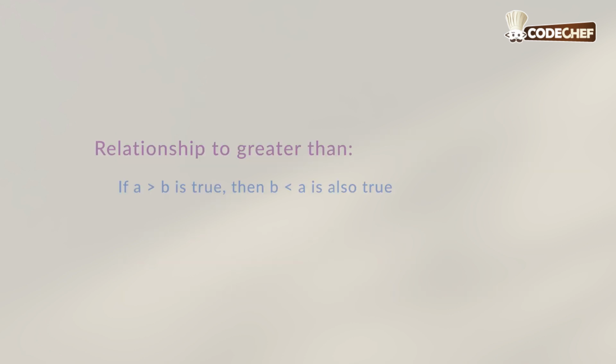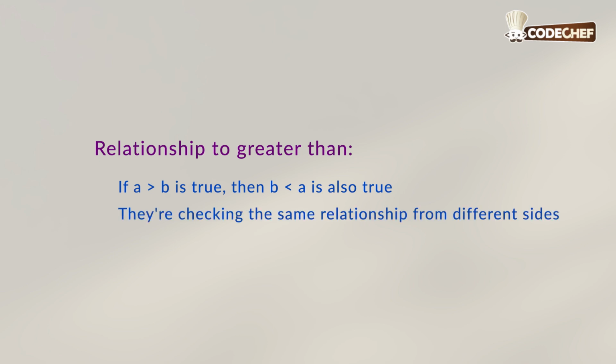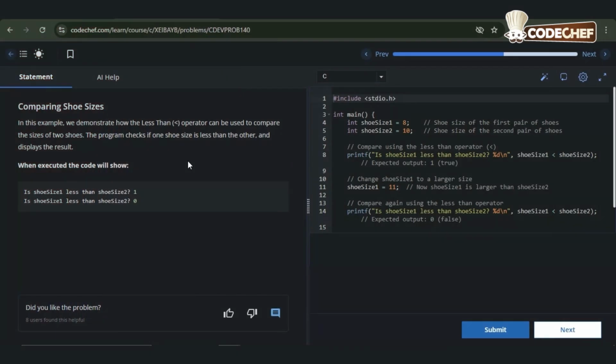But if A is greater than B is true, then B is smaller than A is also true because they're checking the same relationship from different sides. So now let's see an example. So this example is comparing shoe sizes. This demonstrates how the less than operator works in a real world shopping or inventory scenario.